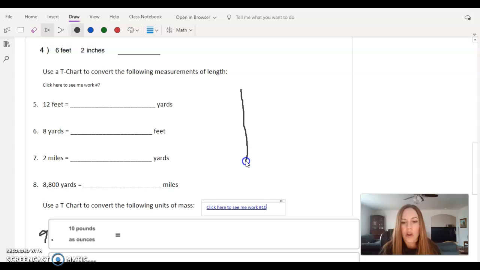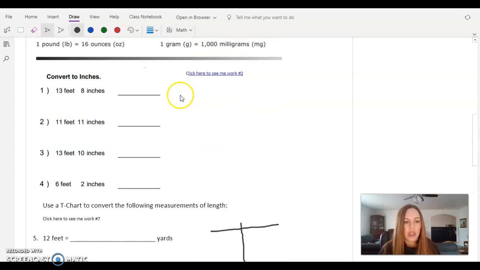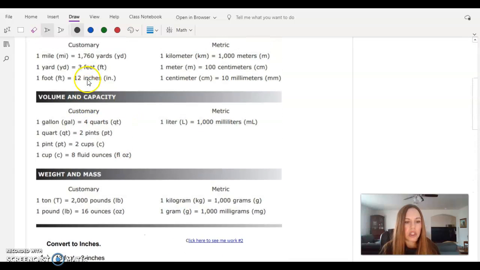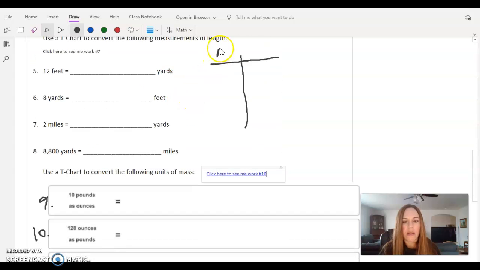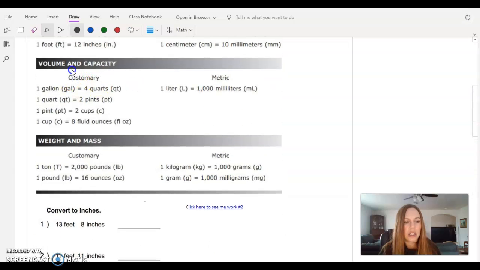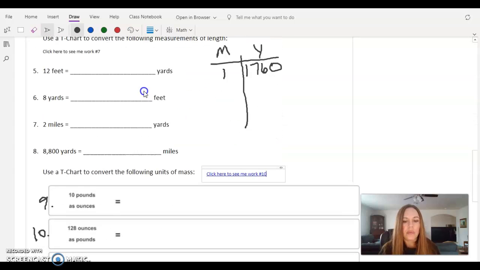Okay, so hopefully you have created a T-chart. And remember we put the bigger measurement on the left. Well, what's bigger, miles or yards? If we go up to the STAR reference guide, our mile is on the left side. So your mile should also be on the left and yards on the right. And it said that 1 mile is equal to 1,760 yards, correct? Yes. Okay, so then the question is, how many is 2 miles?